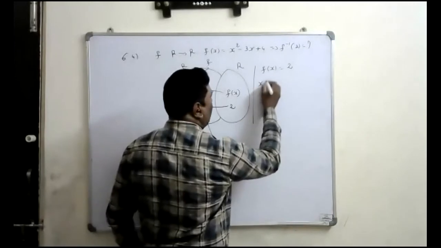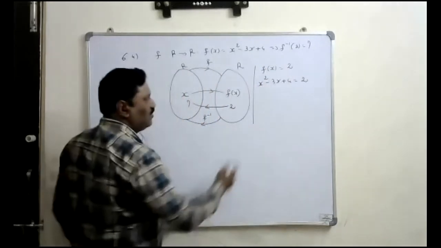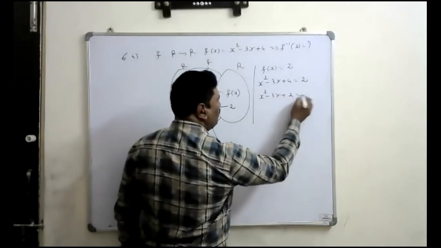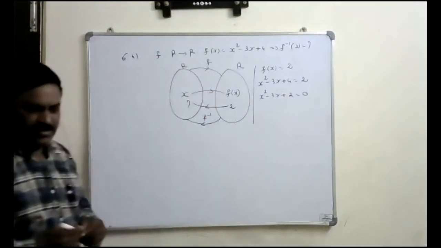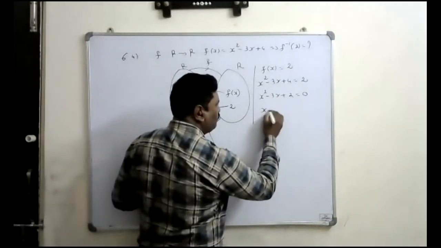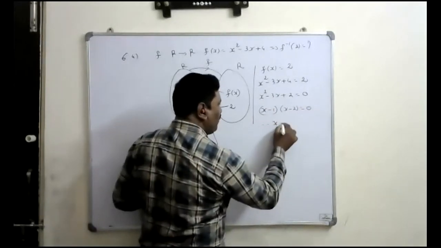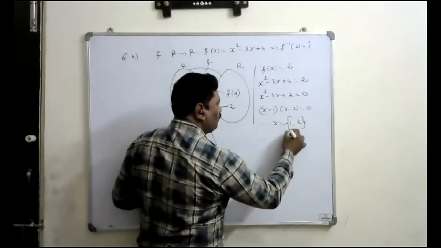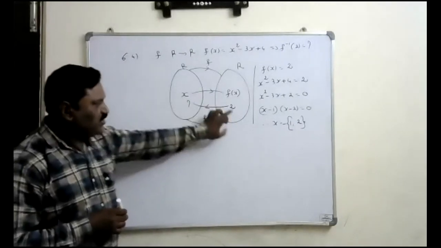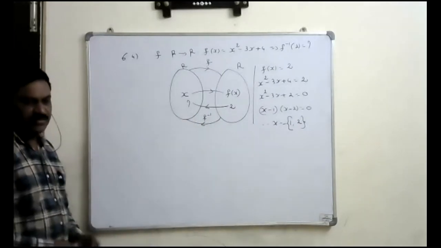So f of x means x square minus 3x plus 4 is equal to 2. Bring this to this side: x square minus 3x plus 2 is equal to 0. Tell me what are the factors of it? x minus 1 into x minus 2. Therefore, what are the values of x? 1 comma 2. Therefore, the pre-image for 2 is 1 and 2. 1 gives 2, and 2 also gives 2. That's why f inverse of 2 is 1 comma 2. That is the answer. Take that.